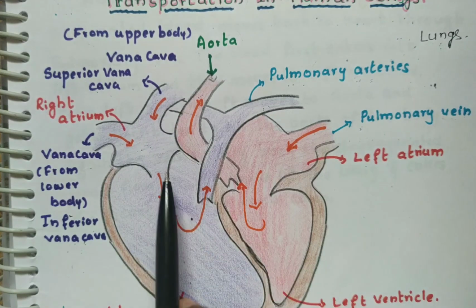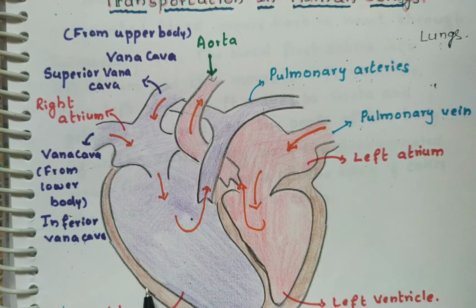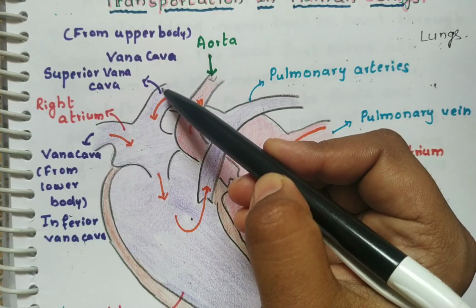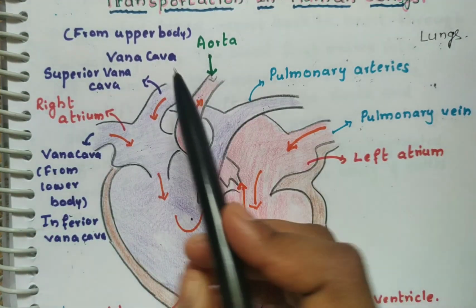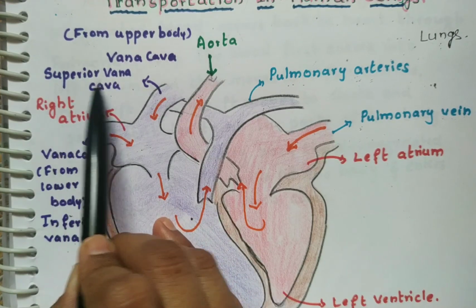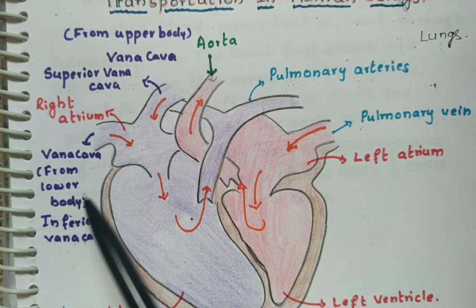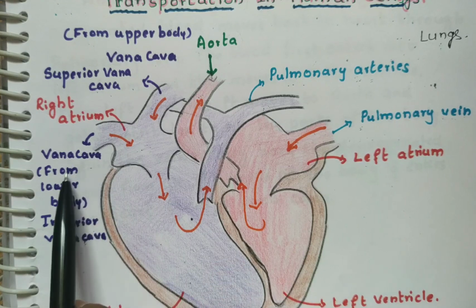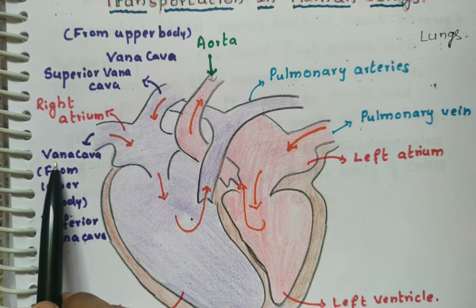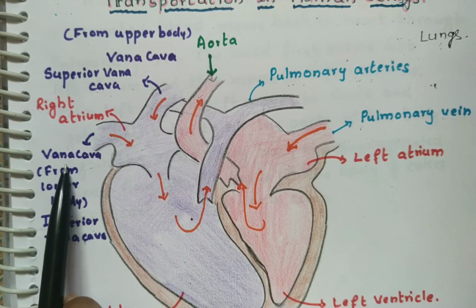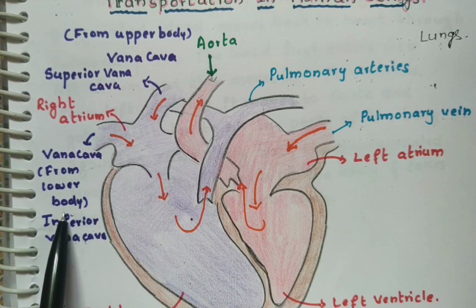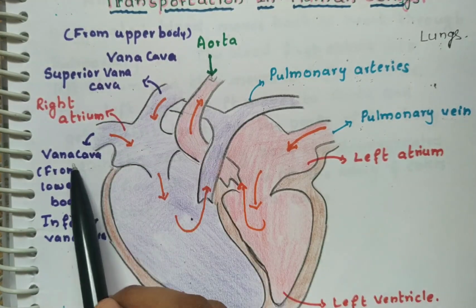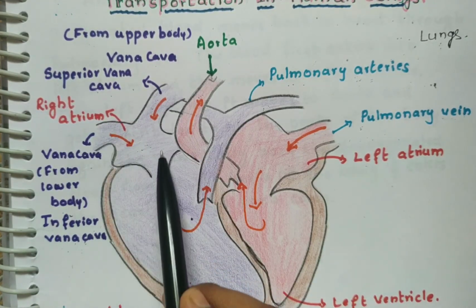So I am going to explain it once again for you. From the upper part of the body, all the deoxygenated blood will enter the right atrium through which one? The superior vena cava. And from below the heart, the lower part of the body, the deoxygenated blood will be entering through the inferior vena cava. Inferior vena cava I have written here. From lower body, from upper body, everything will first enter into the right atrium.